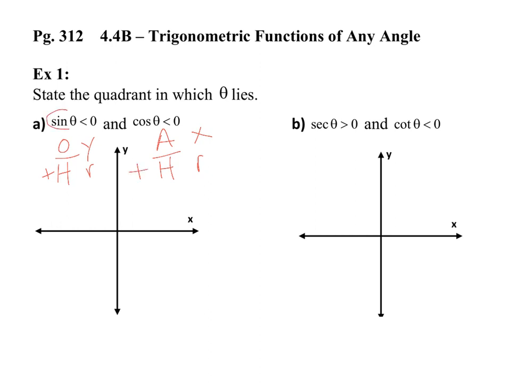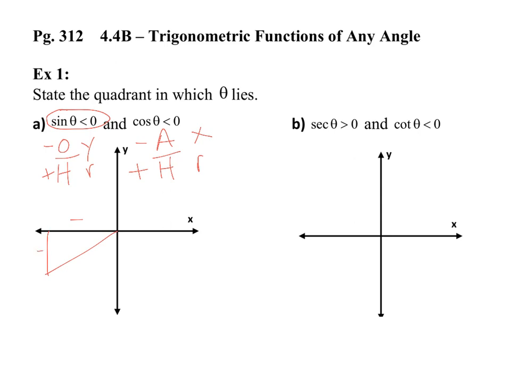So based off of this information, sine is less than 0. Less than 0 means negative, so the opposite must be negative in order for the ratio to be negative. And cosine is less than 0, so in order for this ratio to be negative, adjacent has to be negative. So in what quadrant are both adjacent and opposite negative? That would be quadrant 3.